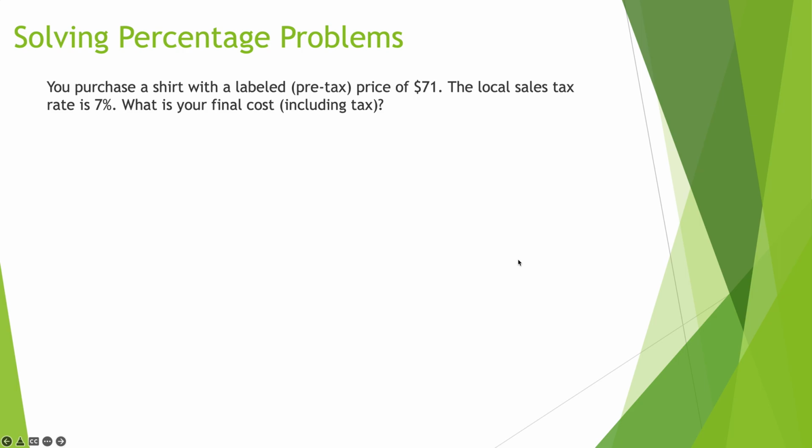Okay, next, solving percentage problems. You purchased a shirt with a labeled pre-tax price of $71. Local sales tax rate is 7%. What is your final cost? Go ahead.